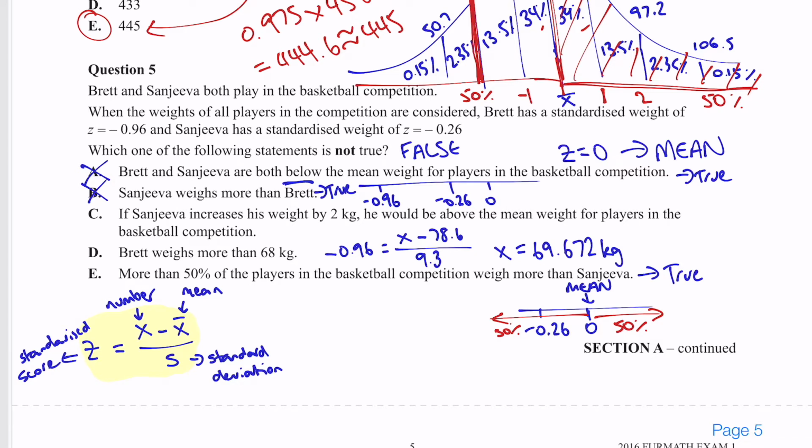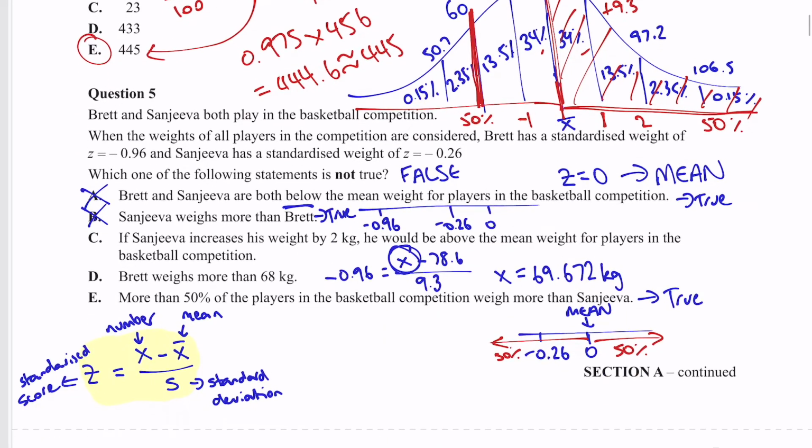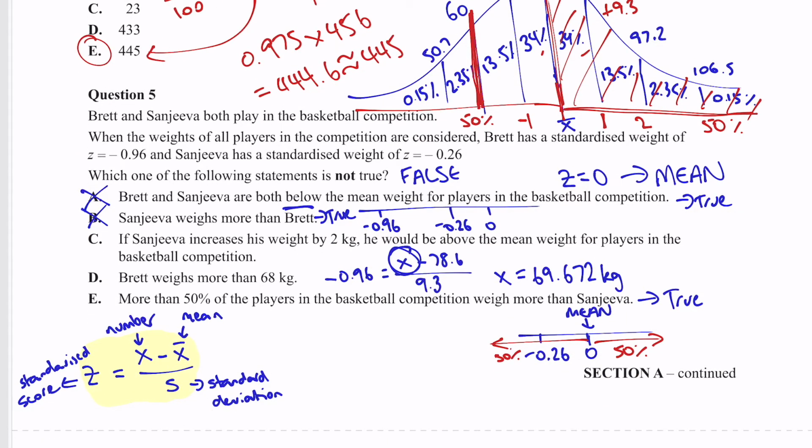So here, if he weighs more than 68 kilograms, we want to calculate the number. So we want to calculate X. And from the previous question, it tells us here that there's a mean of 78.6 kilograms and 9.3 kilograms is the standard deviation. So we've substituted the 78.6 here and the 9.3 kilograms here, and we've solved for X. Menu 3-1, so menu solve, and X is given to us here. Weighs more than 68 kilograms. Brett's weight is 69 kilograms, therefore that's correct, so we cross that one out.